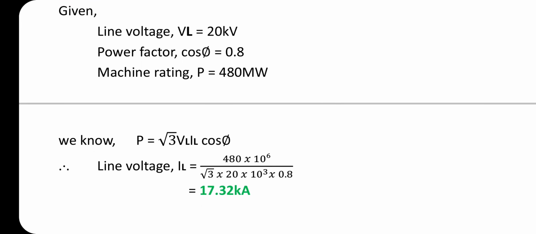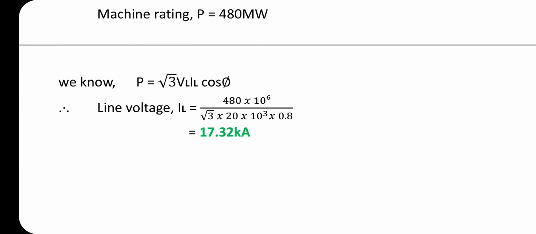Given line voltage VL equal to 20 kilovolt, power factor cos phi equal to 0.8, machine rating P equal to 480 megawatt. We know power P equal to root 3 VL IL cos phi. Therefore, we can derive the value of line current IL by substituting the values of P, VL and cos phi. We get a line current as 17.32 kiloampere.